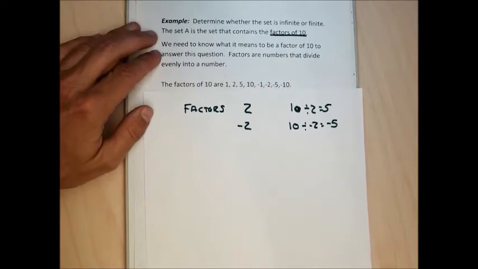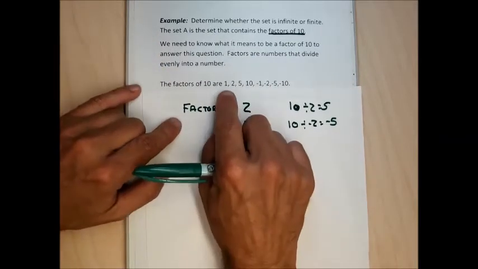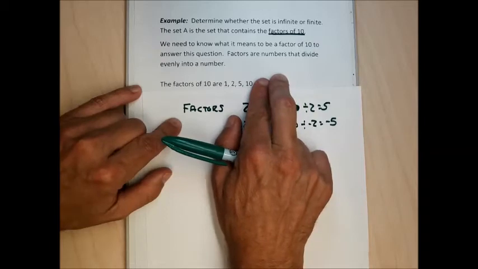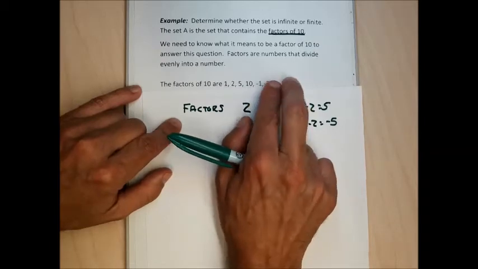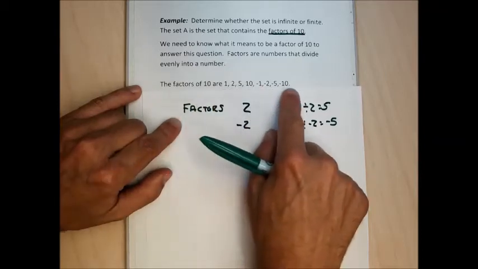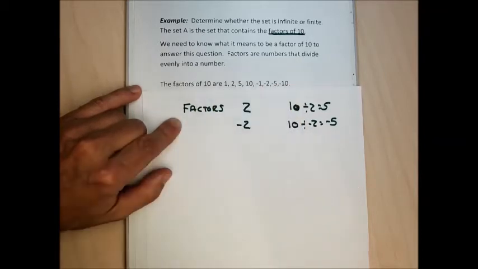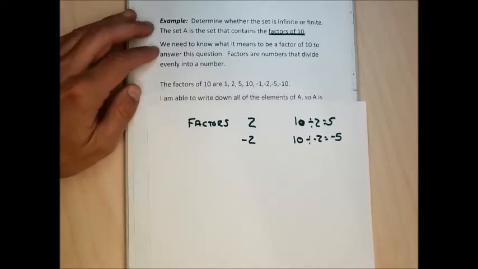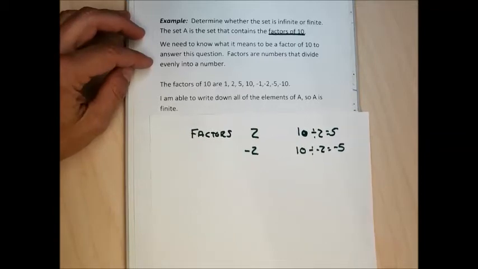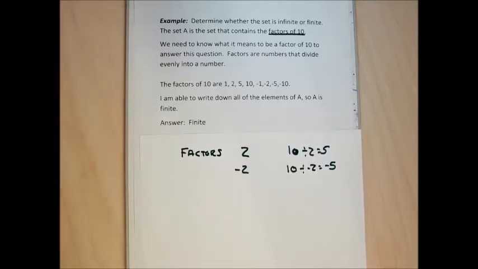And I was clever. I was just able to list all the factors. 1, 2, 5, and 10 are the only positive numbers that divide evenly into 10, and then I snuck the negative ones on there too. So the factors of 10 are these 8 numbers. There isn't any other number you can give me that, if you divide 10 by it, you get a non-remainder or a non-fraction. So since I'm able to write all the elements, set A is finite. And so my answer to this: A is a finite set.